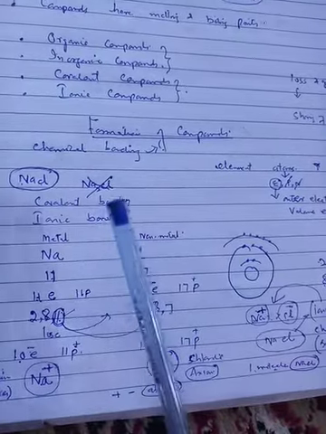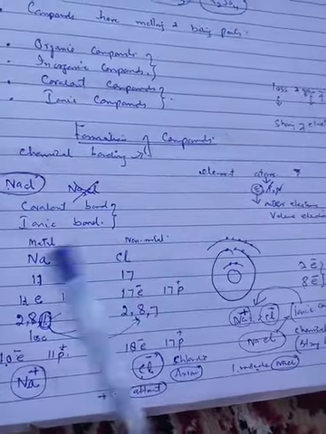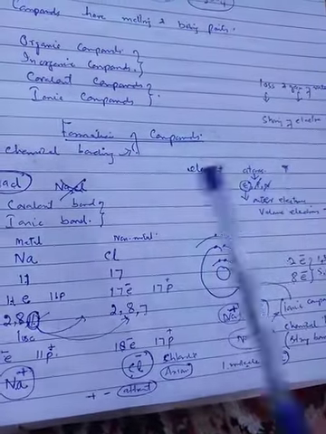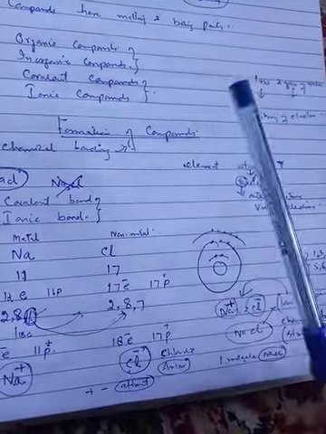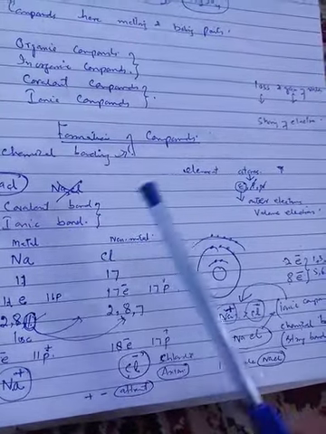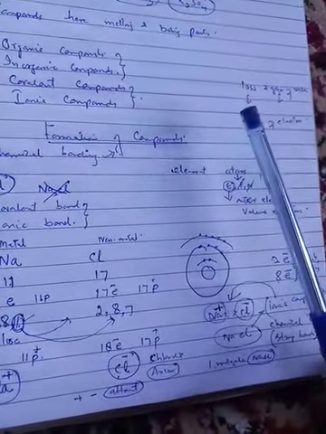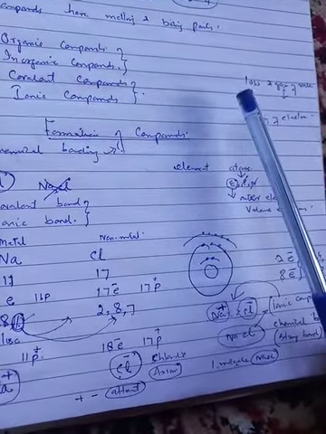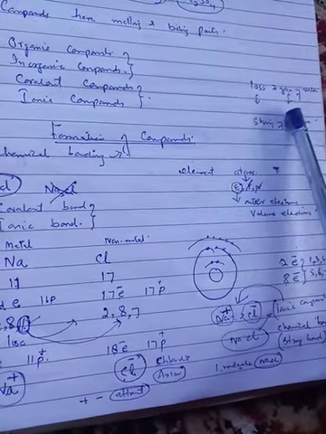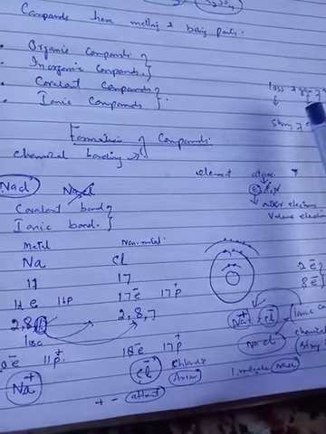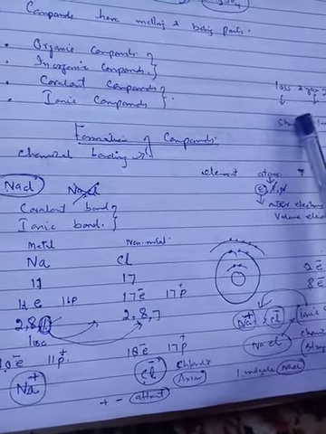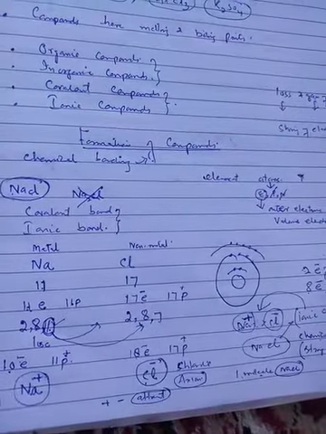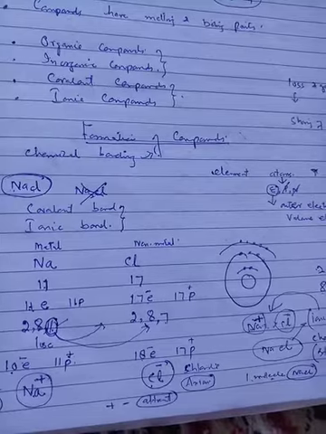So a covalent compound is that compound which is formed as a result of sharing of electrons between two elements, and an ionic compound is formed by the complete transfer of one or more valence electrons from one element to another element. That is, the compound so formed is called an ionic compound.